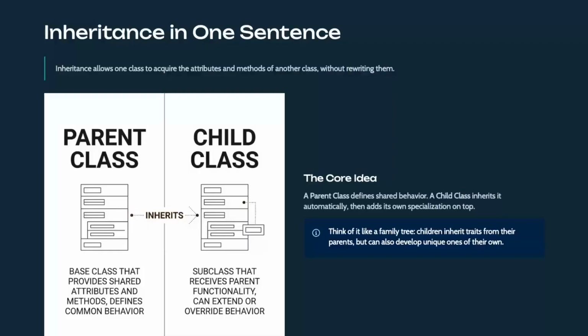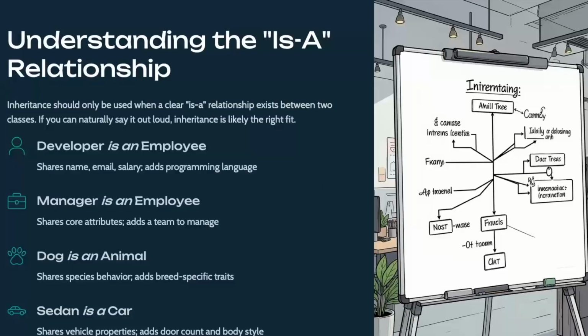Now, why is this useful? Because software systems often contain objects that share common functionality. Rather than rewriting the functionality over and over, inheritance allows us to define it once and reuse it everywhere. This leads to a cleaner code base and easier maintenance.